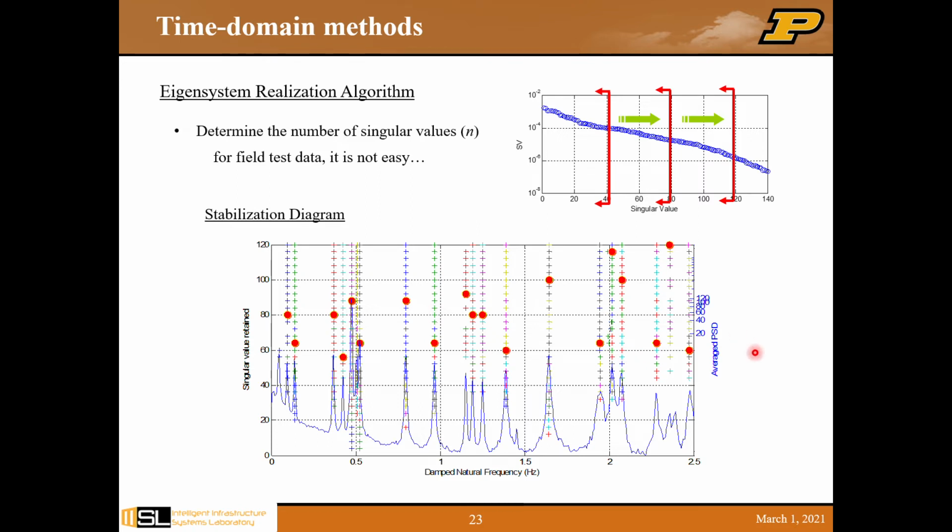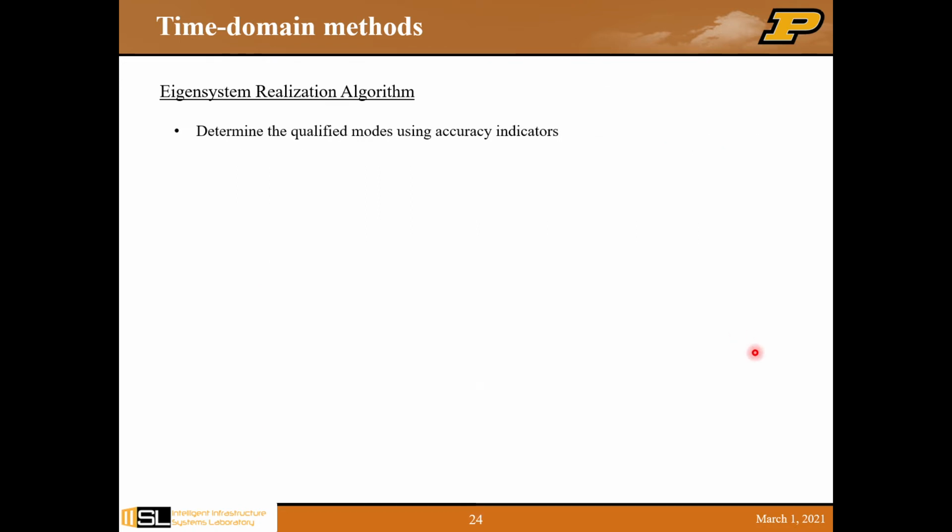All right, so the next question is, how do we determine the qualified modes using accuracy indicators? Even though we already obtained the potential genuine modes from the stabilization diagram, we still need an indicator to quantitatively measure how much we can trust a mode to be a genuine mode.